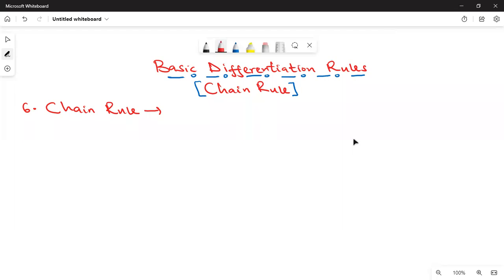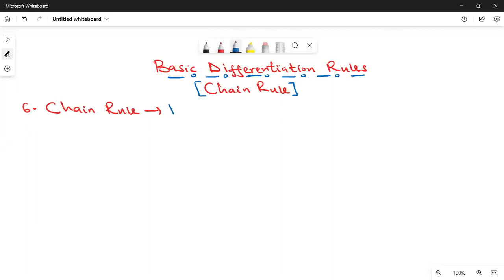So today we are going to look at Calculus 1 and our main topic is on the basic differentiation rules. In particular, we are going to look at the chain rule of differentiation. So what does this rule state? Let us write the statement of this rule.